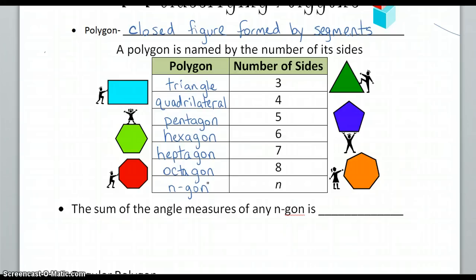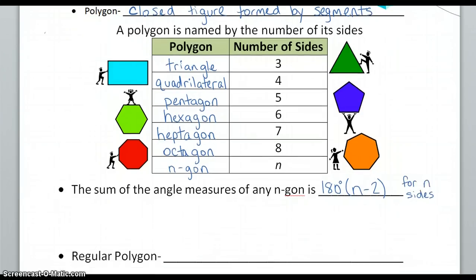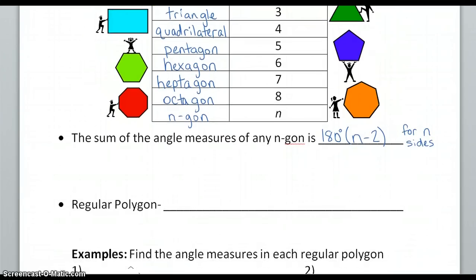And then the sum of all angle measures of any n-gon can be found by using this formula. It is 180 degrees times the quantity of n minus 2. And this is for n sides. So however many sides something has, you will be putting in that number for the n. And if you ever forget this equation, you could use something that you know.